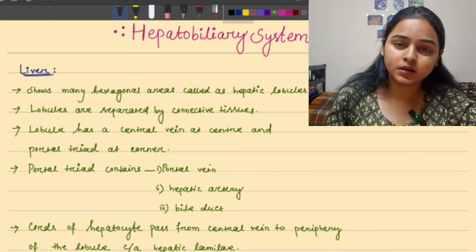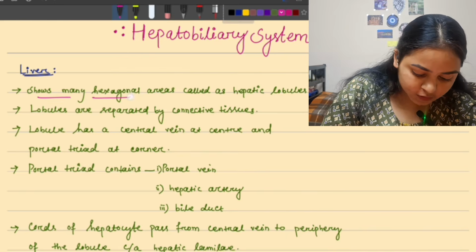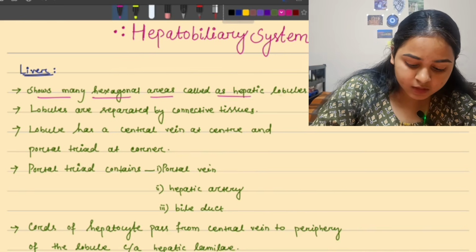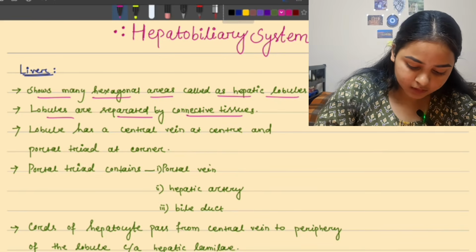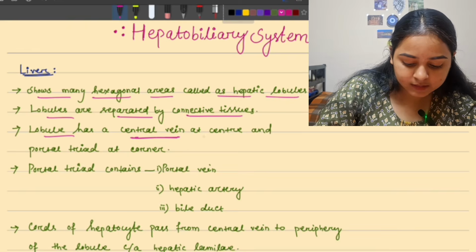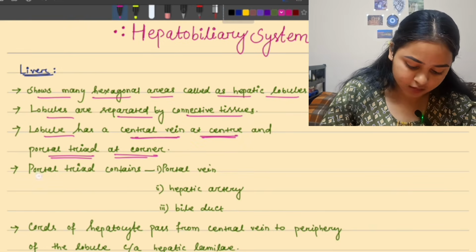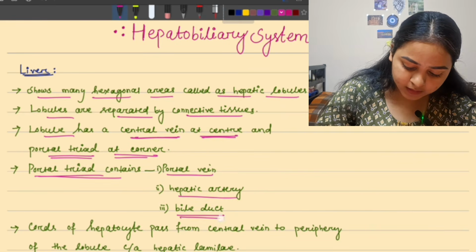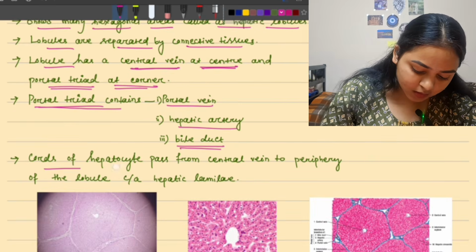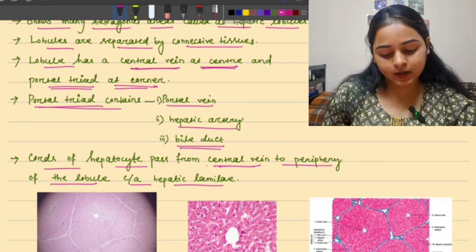What are the characteristic features of liver? It shows many hexagonal areas called hepatic lobules. The lobules are separated by connective tissues. The lobule has a central vein at the center and a portal triad at the corner. The portal triad contains a portal vein, a hepatic artery, and a bile duct. The cords of hepatocytes pass from the central vein to the periphery of the lobule, known as the hepatic lamellae.